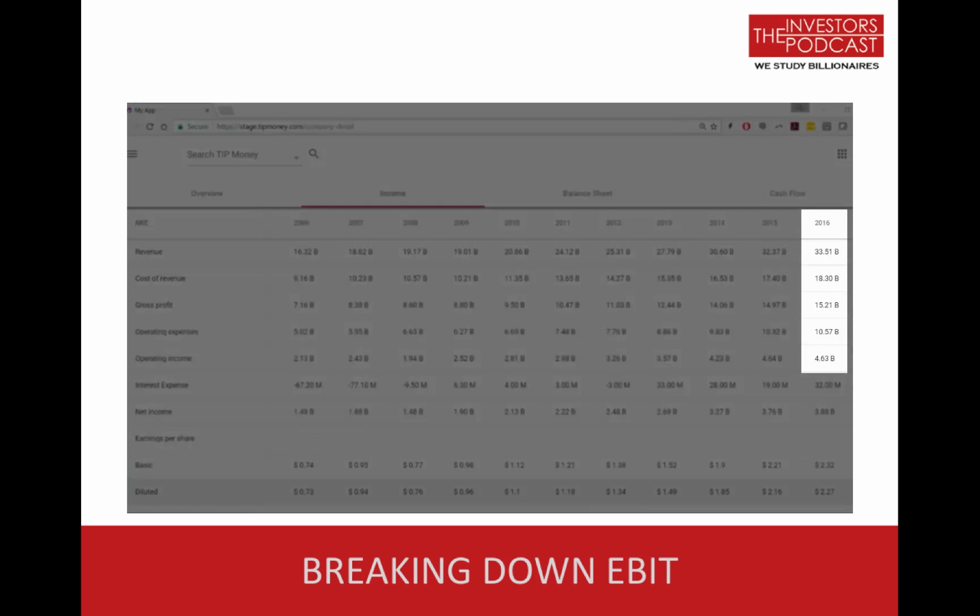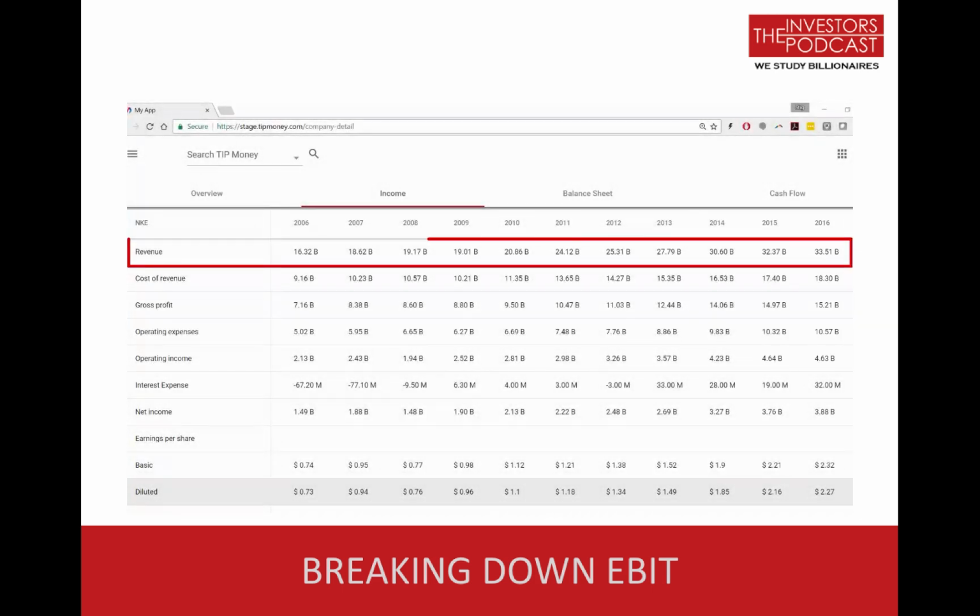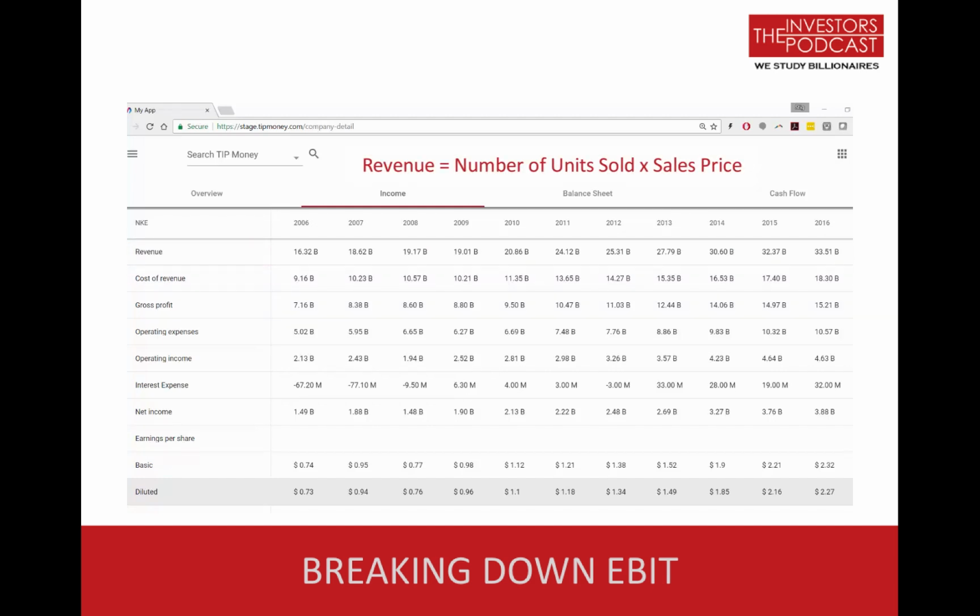In the financial year of 2016, Nike had revenue of $33.51 billion, which is what you see here. Revenue is basically just the number of units they sold times the sales price. So if Nike sold 10 pairs of shoes for, call it $100 each, the revenue would be $1,000. Clearly, Nike's breakdown of revenue is much more comprehensive, but that is generally all there is to that account.